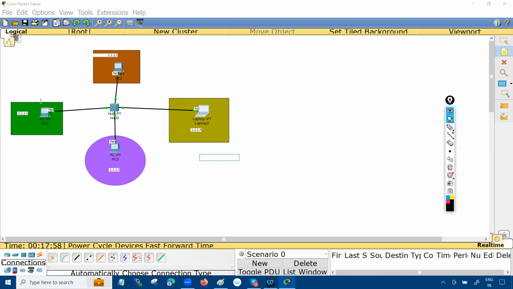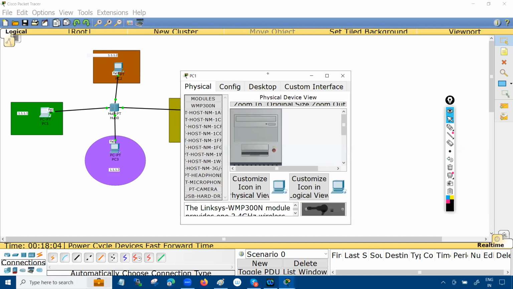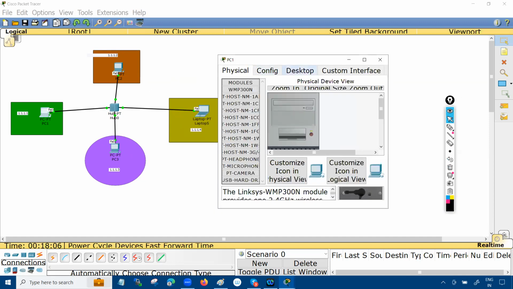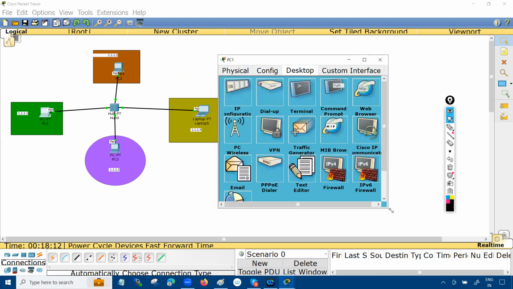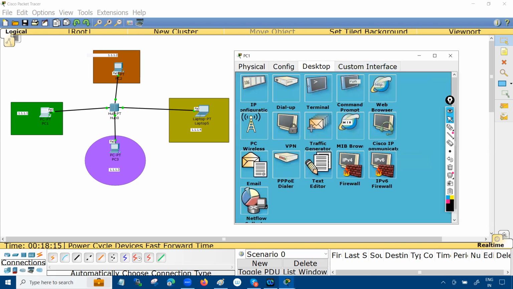Now you can define the IP address on the PC. For example, I want to define the IP address on this PC. I just need to click on this PC, and you will see that I have multiple options. We have physical, config, desktop. Not config, desktop section. And in the desktop, I just need to click on the IP config.